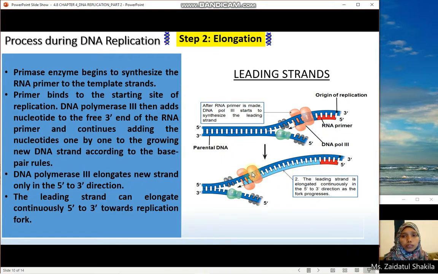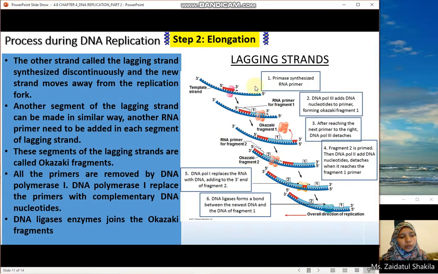The other strand, called the lagging strand, synthesizes discontinuously, and the new strand moves away from the replication fork. Another segment of the lagging strand can be made in a similar way. Another RNA primer needs to be added to each segment of the lagging strand. These segments of the lagging strand are called Okazaki fragments. Then all the primers will be removed by DNA polymerase 1. DNA polymerase 1 replaces the primer with complementary DNA nucleotides, and then the DNA ligase enzyme joins all Okazaki fragments to form a continuous strand.